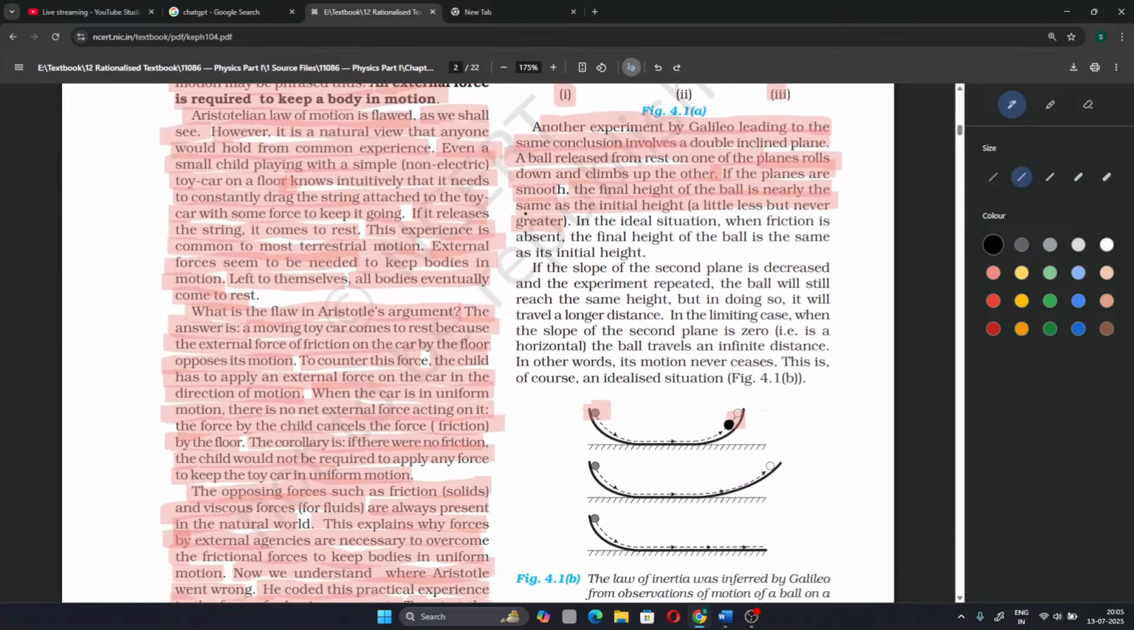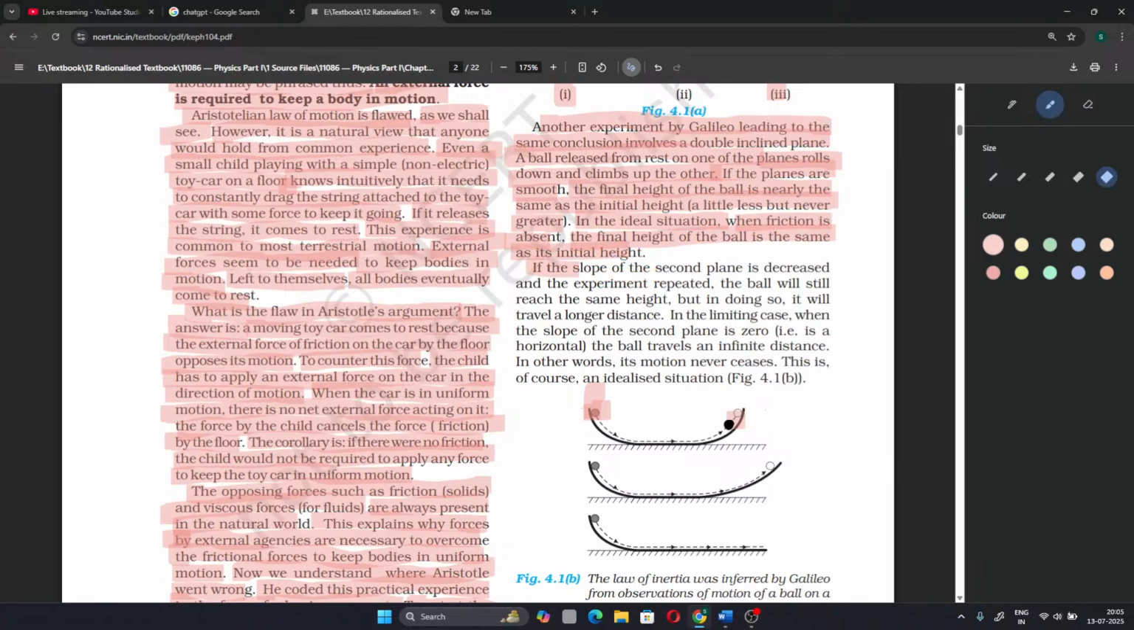Another experiment by Galileo leading to the same conclusion involves a double inclined plane. A ball released from rest on one of the planes rolls down and climbs up the other, as in this diagram. In the case of a smooth surface, the final height of the ball is nearly the same as the initial height, a little less but never greater. In the ideal situation, when friction is absent, the final height of the ball is the same as its initial height.